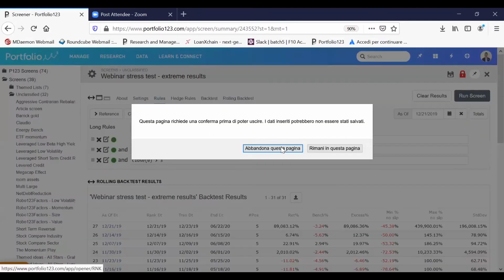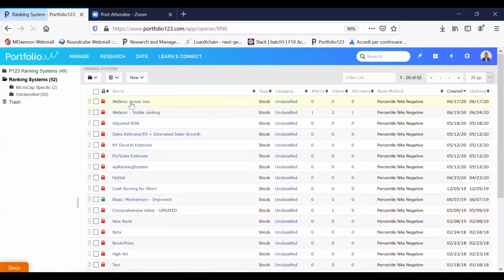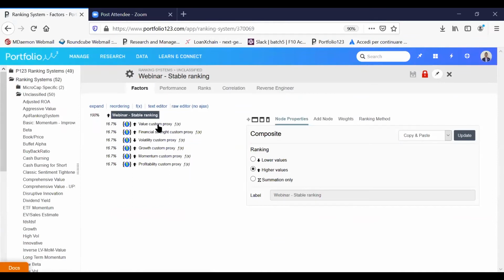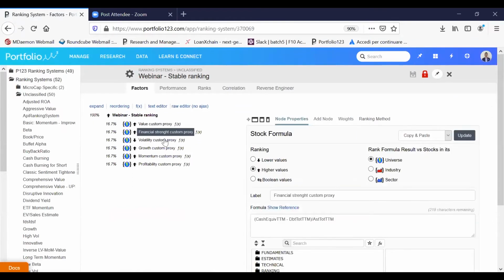So let's start with the ranking. So here I put a number of nodes on our ranking system on pretty standard investment factors, such as value, financial strength, volatility, etc. They are all custom rules, but you can also play around with different nodes. And as you can see, for now, I didn't do any optimization.